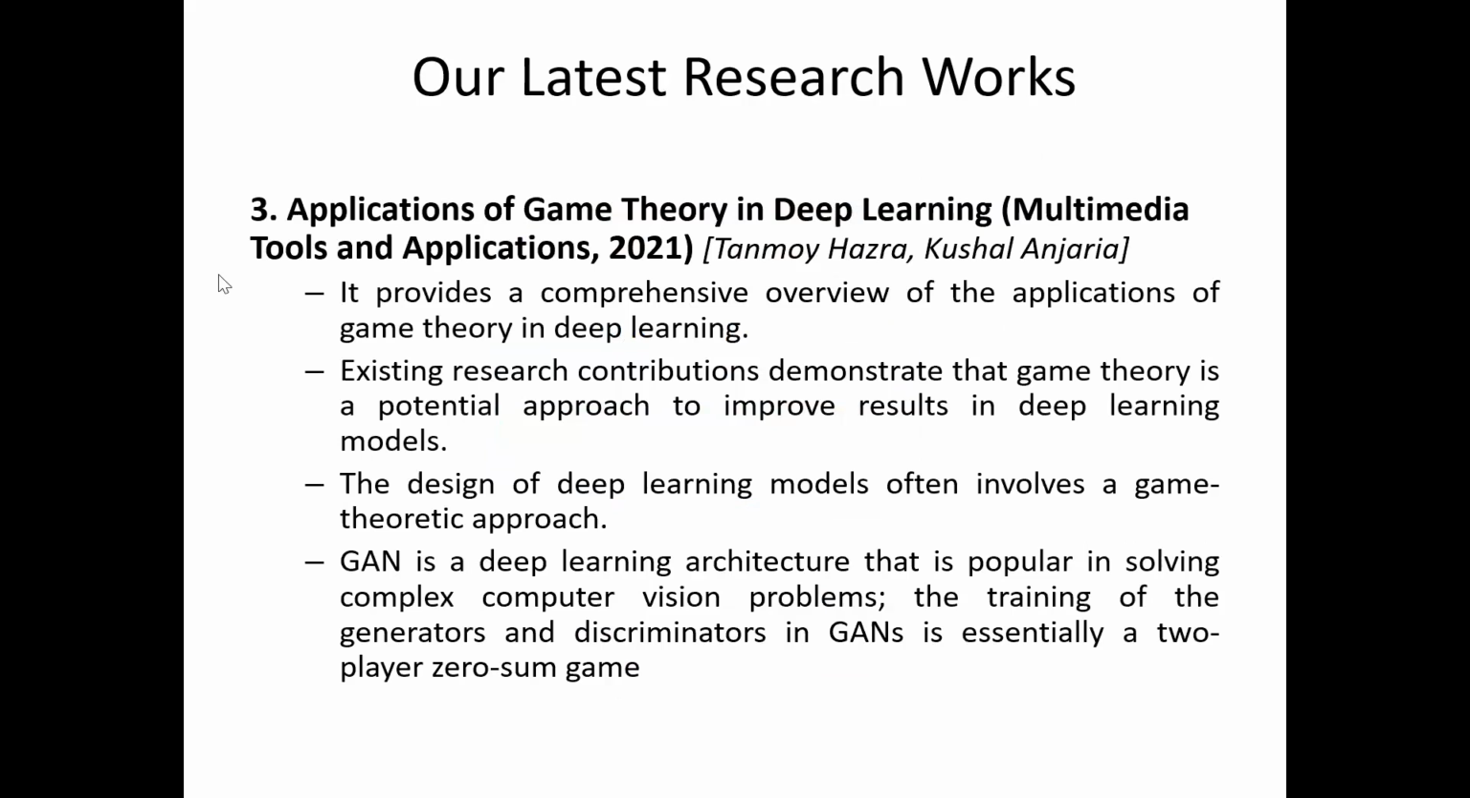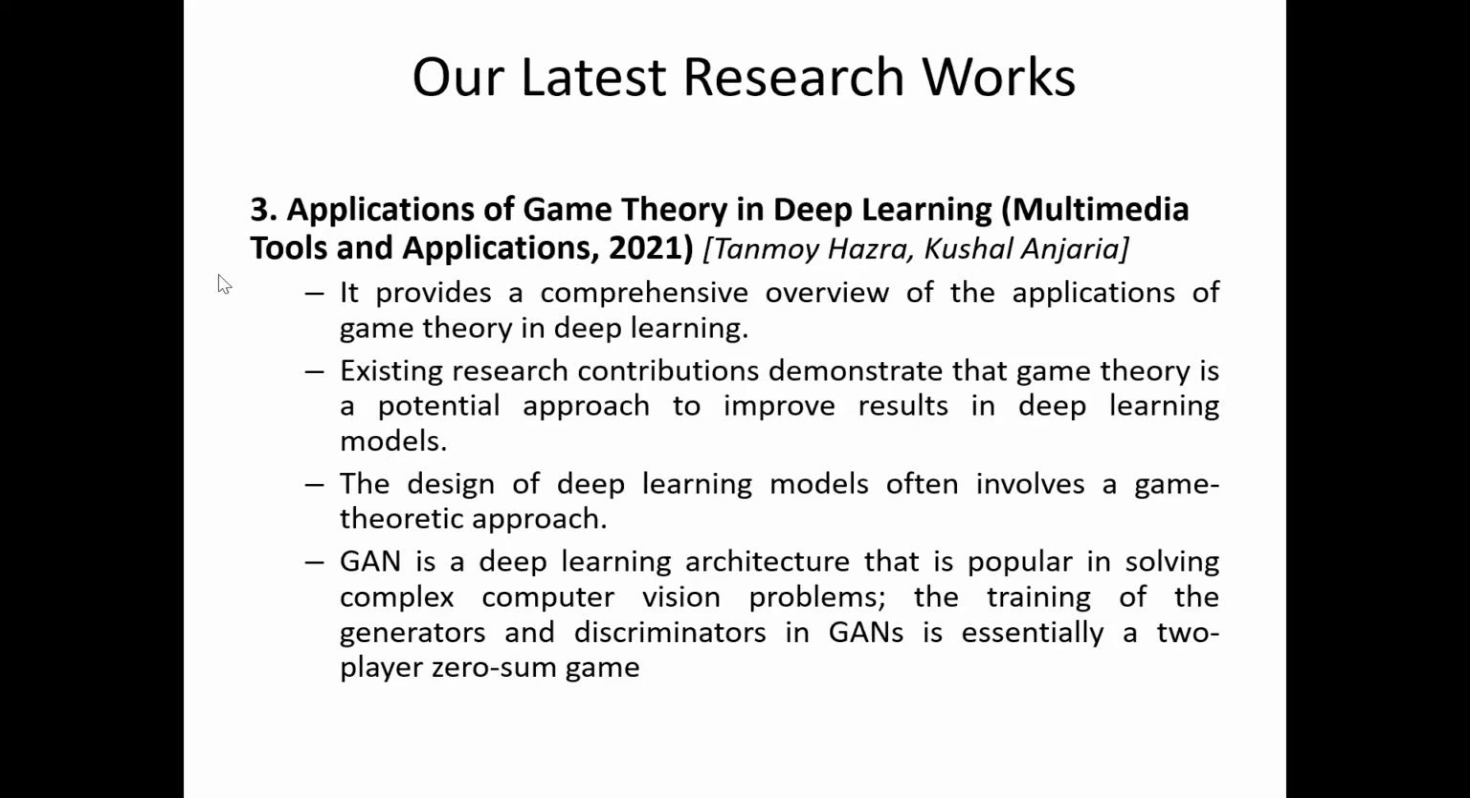Now, another research work done in 2021 is applications of game theory in deep learning, published in Multimedia Tools and Applications. These are two very important areas where people can work. Game theory is an area of applied mathematics, and deep learning is nowadays known to everyone. So, how can game theory be used in deep learning models? GAN models are basically based on game theory. That is nothing but a two-player zero-sum game, discriminator and generator. Every player will try to win.